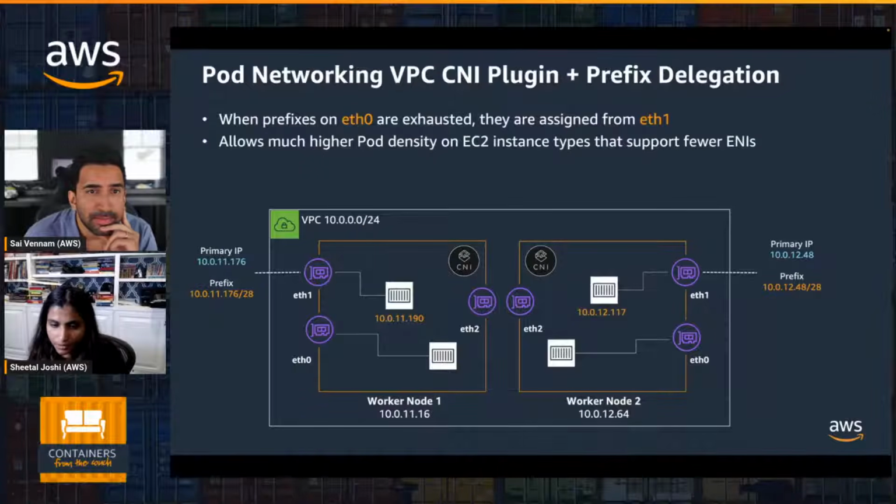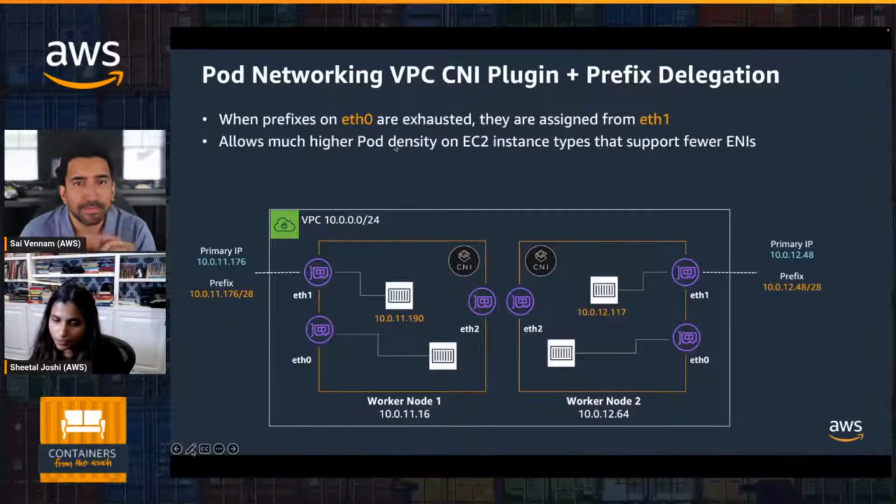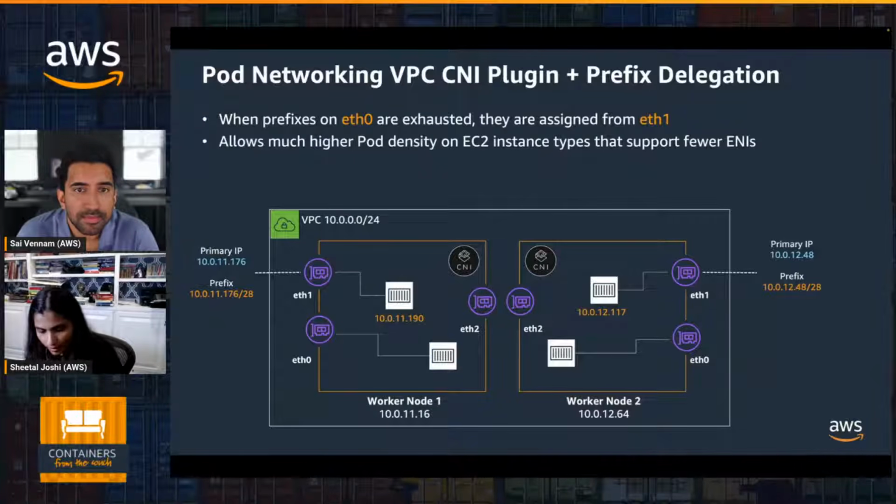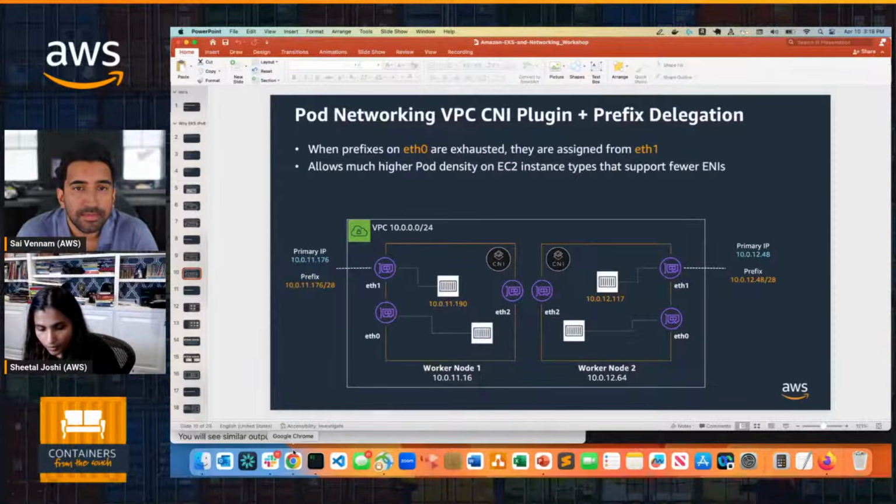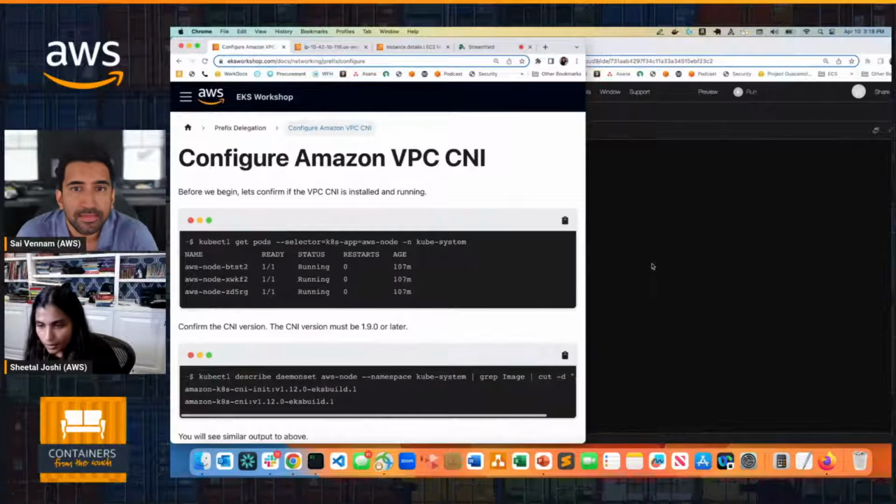Okay, so similar to the secondary IPs, when prefixes on ETH0 are exhausted, they are assigned from ETH1. The IPAMD that is running assigns an additional ENI to a worker node in the backend, and then makes sure it also keeps the prefixes in the pool. And that value you can control using the warm prefix target as well. So let's go ahead and jump into the workshop itself.